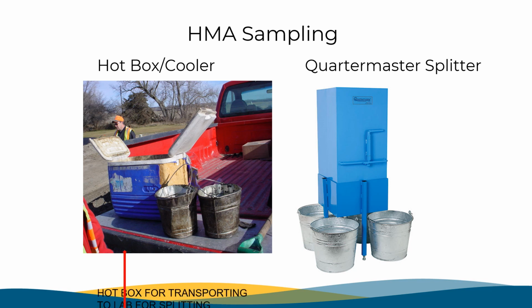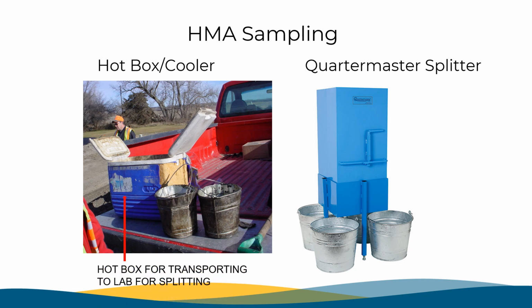The picture on the left is of a hot box or insulated cooler with 2 buckets that will be kept inside the cooler until able to split. It is important to keep the sample hot. The picture on the right is of a quarter splitter. It provides a 4-way split with buckets to catch the material. 2 buckets are taken from opposing corners, which will represent 1 sample. These 4 buckets will produce 2 samples, one for the contractor and one for NDOT.